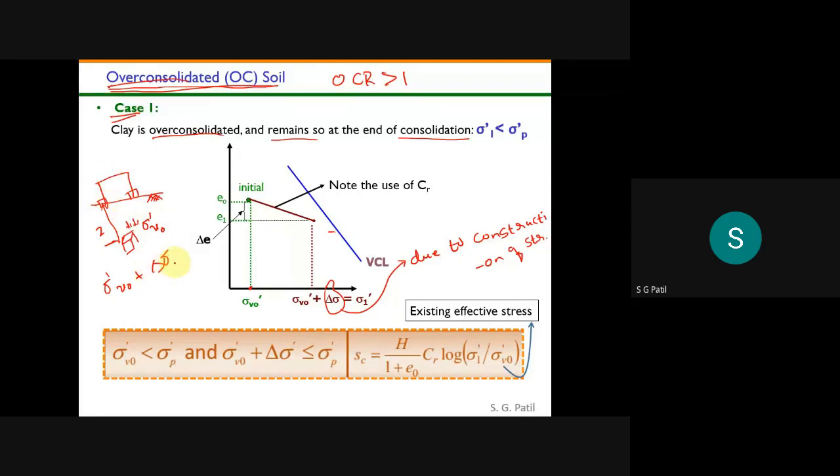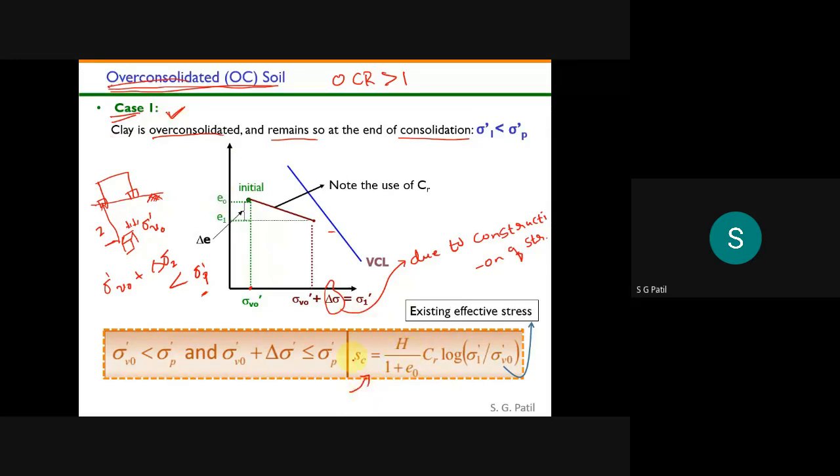Delta sigma, or delta sigma Z, you can write either; both are the same. If combinedly the stress, the in situ stress plus the change in stress due to the construction of the building, is still less than my pre-consolidation stress, then that case is called case number 1, and we have to use this equation.